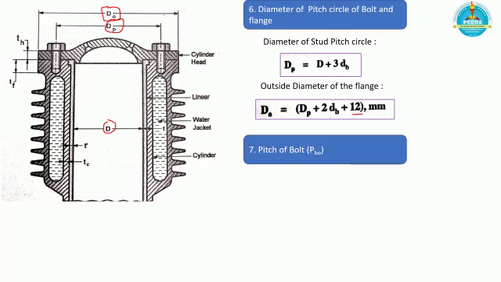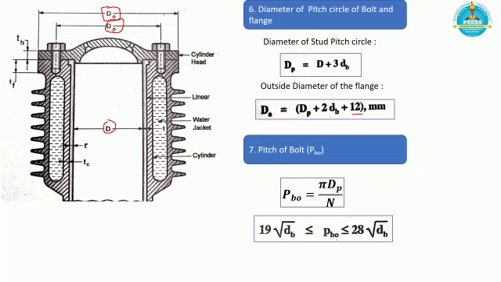Finally we will calculate the pitch of the bolt, because this is a major factor which will determine the position of the bolts. The pitch of the bolt is given by pi dp upon n. dp is already calculated, which is the diameter of the stud pitch circle, and usually we have to verify the calculated pitch of the bolt. For safety, it should be in the range of 19 root of db to 28 root of db. If it is within the limit, then the pitch of the bolt is selected.